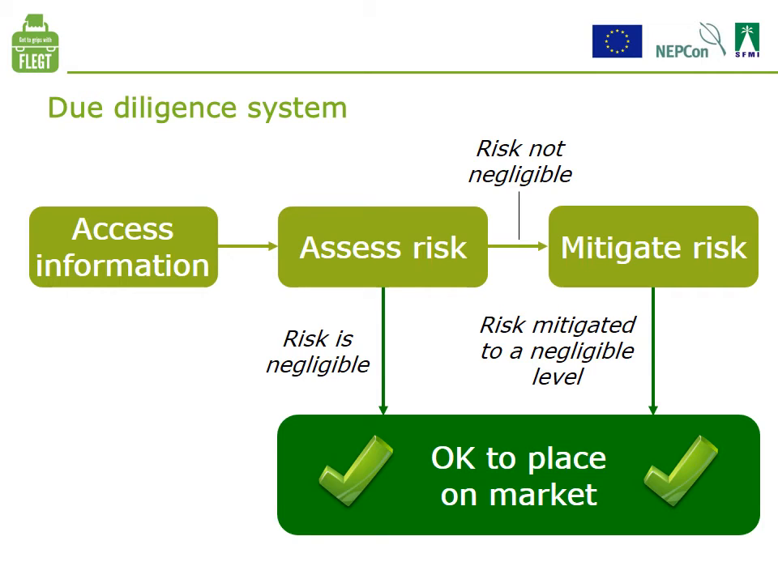Information gathered is used to conduct an assessment of the risk of illegal timber, and if the risk is assessed to be negligible, it is okay to place the relevant material on the market. If the risk is assessed to not be negligible, the risk that is identified must be mitigated. Only once the risk mitigation measures are seen to have been successful in mitigating the risk to a negligible level may the product be placed on the market.